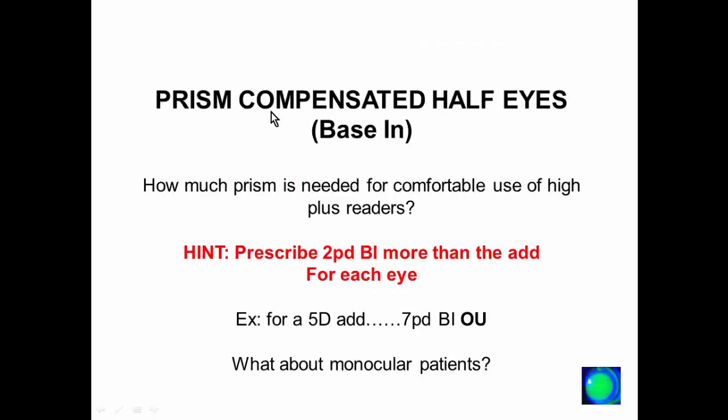There are prism compensated half eyes. If you have two good eyes and you want a lot of magnification in a pair of reading glasses, you need to add some base-in prism so the eyes don't feel like they're crossing. The amount of prism is 2 prism diopters base-in more than the add. So in this case, if you have a 5 diopter add, you have 7 prism diopters base-in in both eyes.